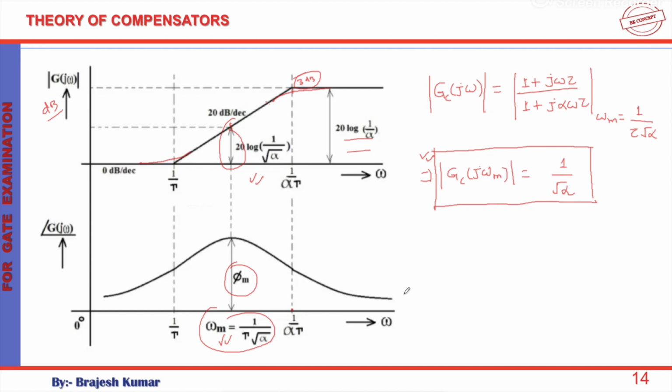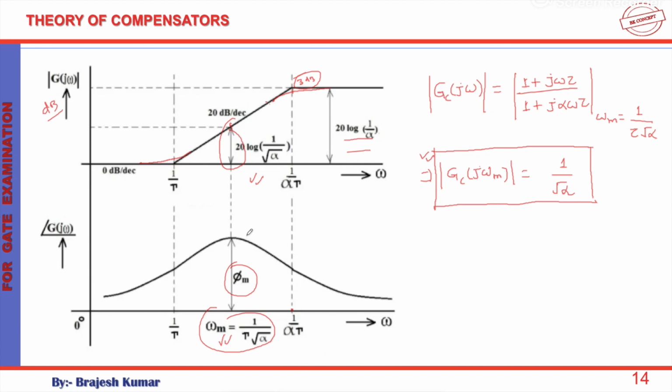If you want a particular phase lead, you have a formula: alpha is equal to 1 minus sine phi m divided by 1 plus sine phi m. So for a given value of phi m, if you want a particular phase lead, you can adjust the value of alpha, and accordingly you can adjust the transfer function. But for phase lead greater than 60 degree, instead of one lead network, it is better to use two lead networks with moderate value of alpha.